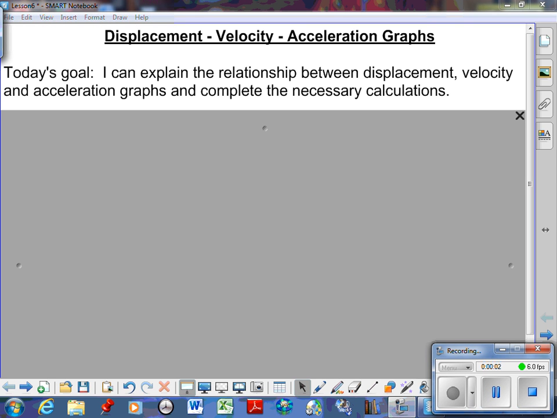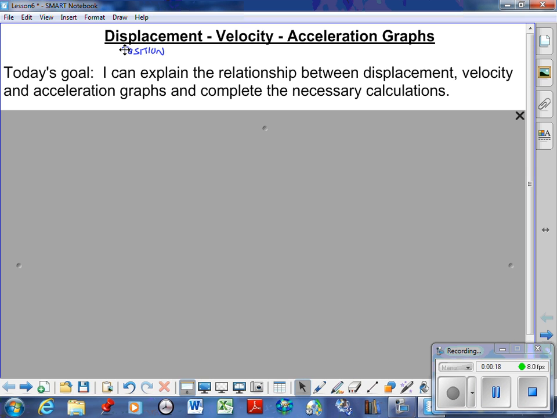All right, today's topic, lesson 6, is displacement, velocity, acceleration graphs. Now, another word for displacement is position. Depends on the textbook and teacher that you have, but they mean the same thing, okay? They're a synonym to each other for all the English people out there.